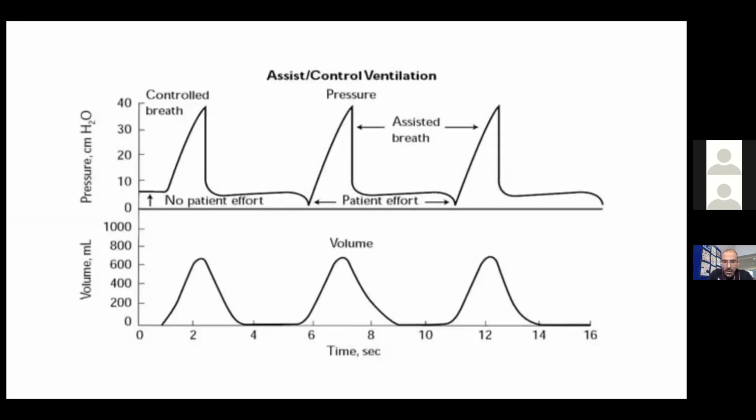So this is how it looks on a ventilation curve. You have assist control ventilation, where depending on the patient effort, some breaths will be assisted or not. For example, there is no patient effort in this one, so no assist. In these 2, the patient is doing an effort. You can see a small deflection here. So the patient is doing an effort to breathe, and the ventilator detects that and triggers a breath.